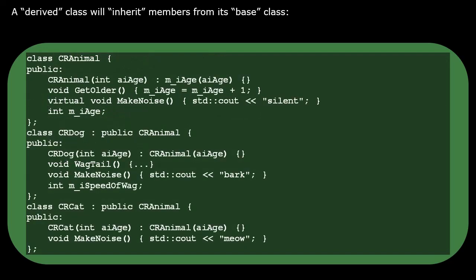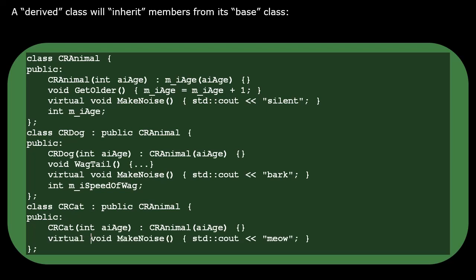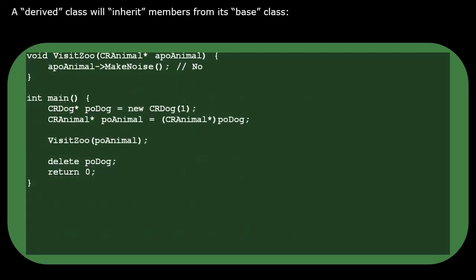But by marking the function as virtual, then visitZoo doesn't only consider the type of the pointer variable. Instead, at runtime, it polymorphically considers the type of the object that is being pointed to. As a result, a bark is outputted.